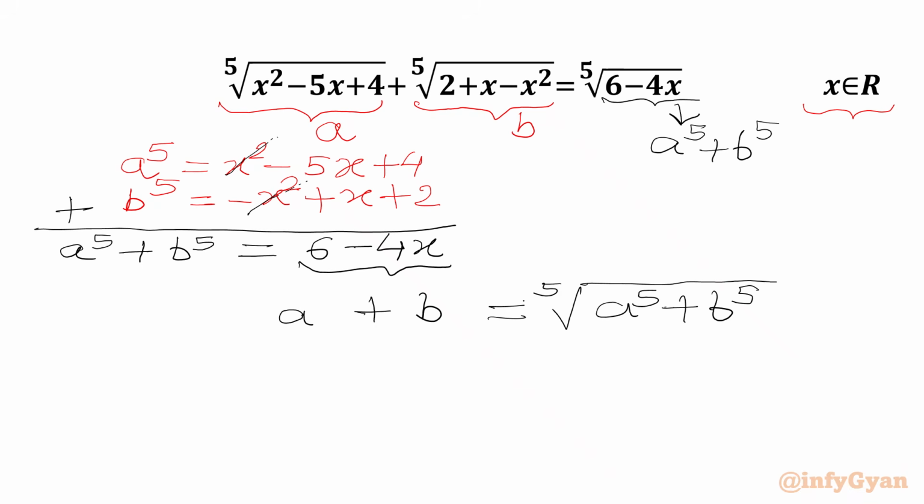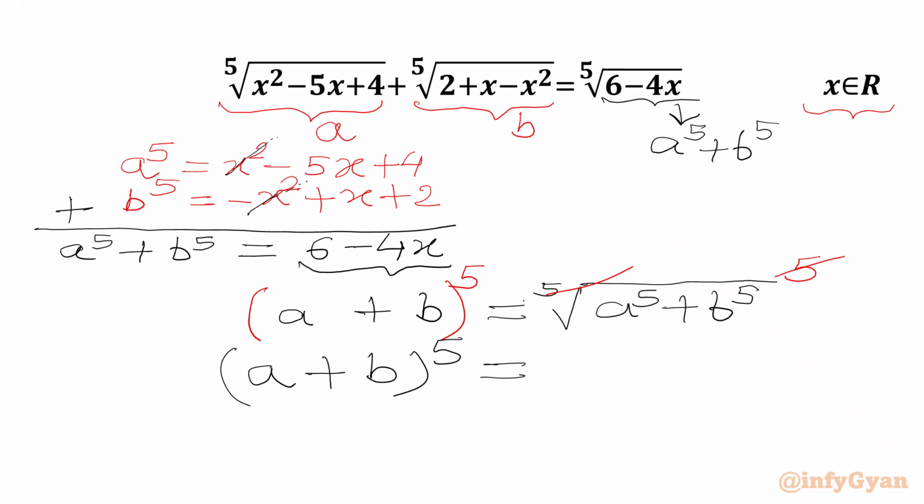Now we have a fifth root in RHS. So we'll eliminate the fifth root from RHS by raising power 5 on both sides. Now the fifth root and power 5 will get over, and we will get one final equation: a plus b whole power 5 equal to a power 5 plus b power 5. Now we have to solve this equation.